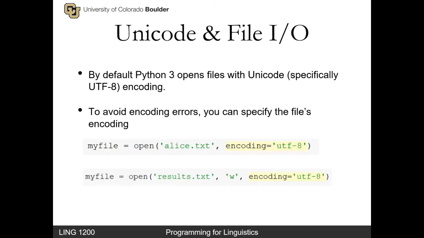So to do that, here's a new optional argument for the open function when you're opening files, either to read them or to write them: you have this encoding equals, and then you would put in UTF-8 to indicate the default Unicode encoding. And of course, you can leave off the optional R for reading, or include it, or include the W, and then the encoding would come after those.